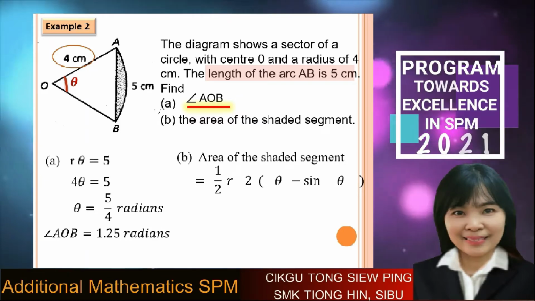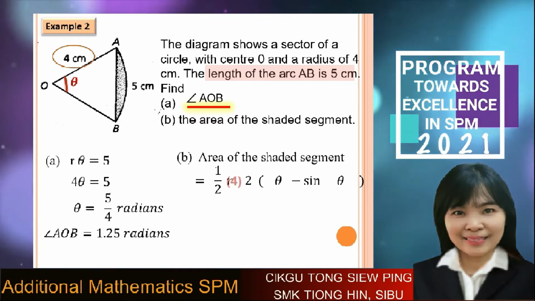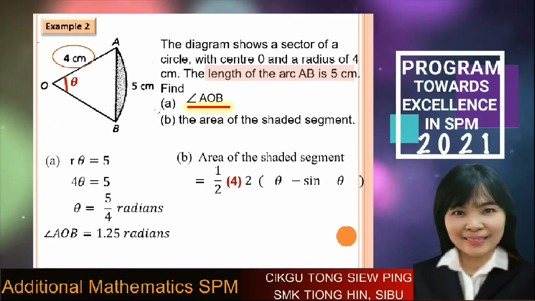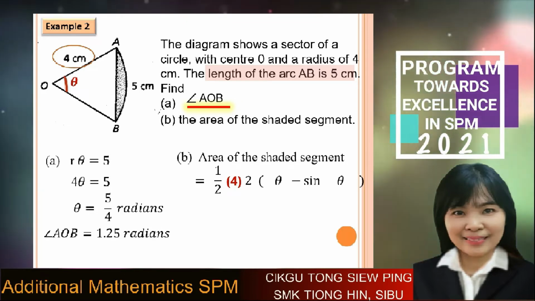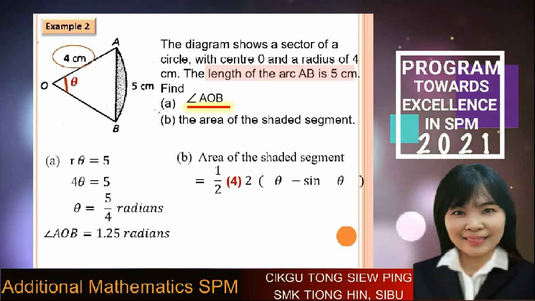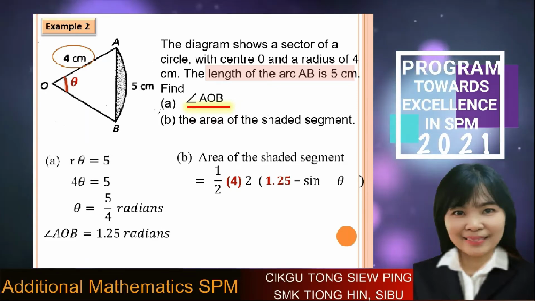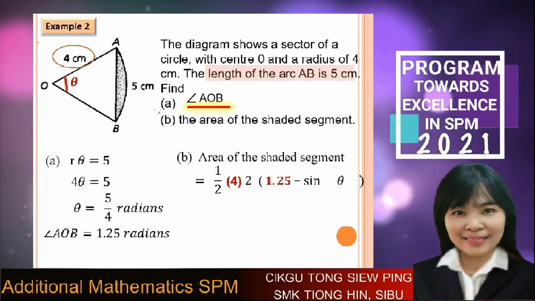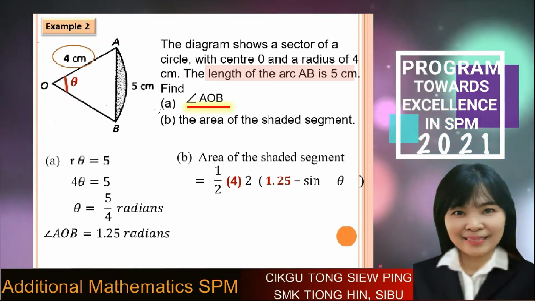The radius for the sector AOB is 4, so we substitute in the value, and the angle of AOB is 1.25 radians, so we substitute it into the theta here. However, for sine theta, we must remember this one must be in units of degrees. Therefore, we have to do the conversion first.